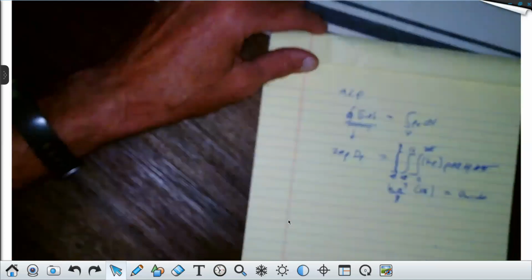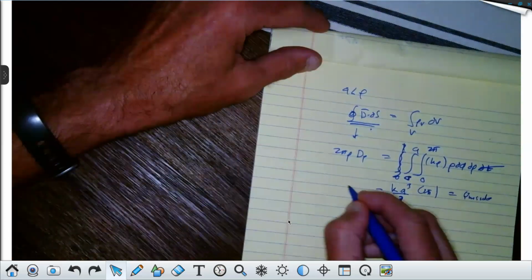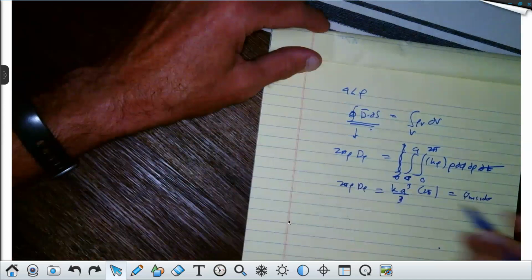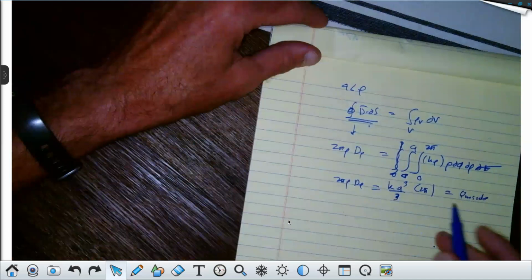And that has to be equal to the integral of d dot ds, which is 2 pi rho d rho. And you can look at this with me. First thing you notice is the 2 pi's cancel, correct?